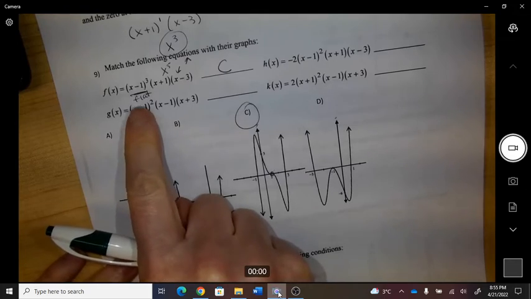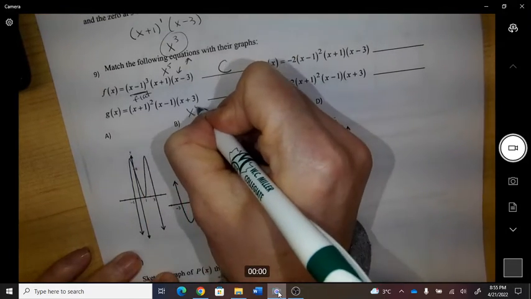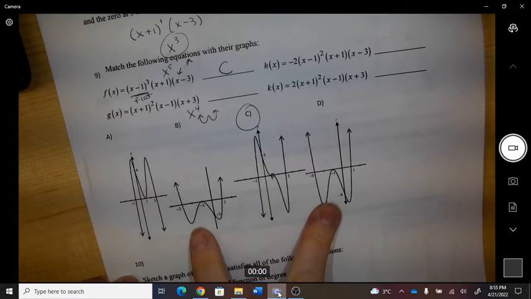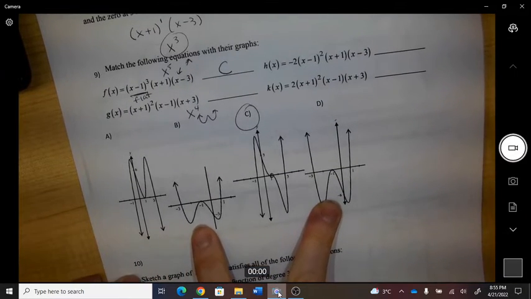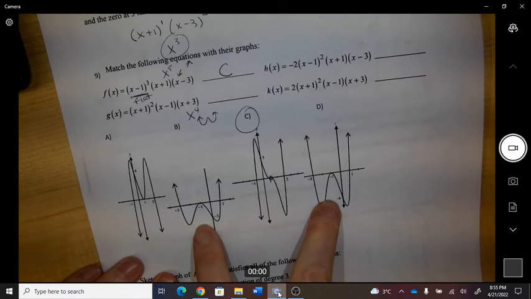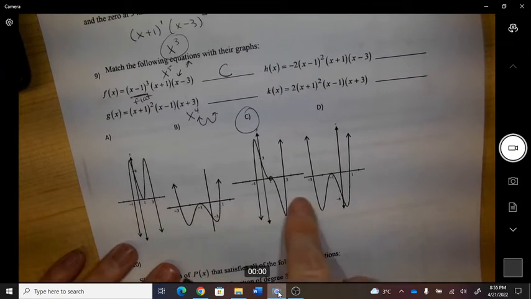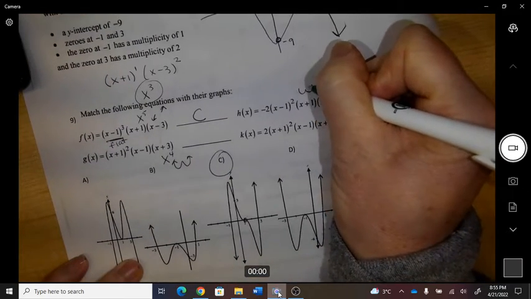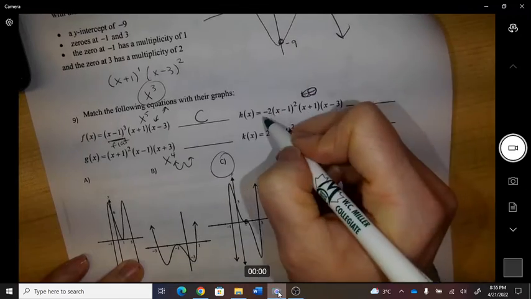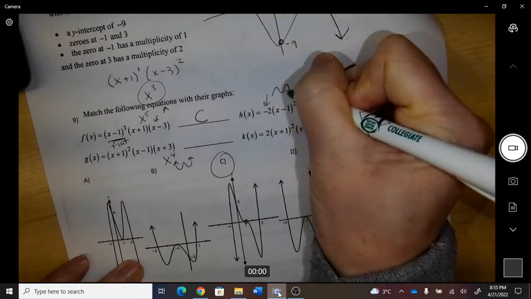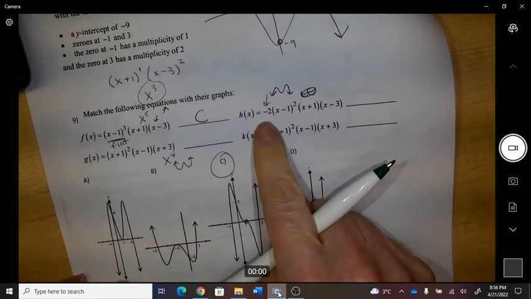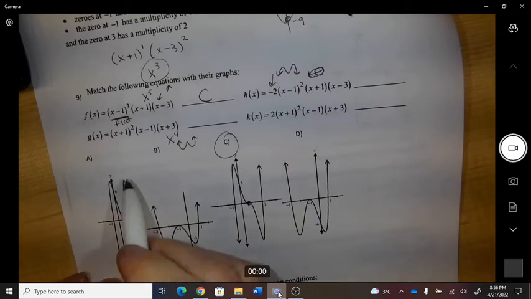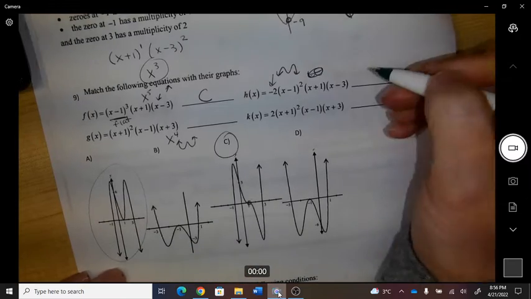What do I know about this? 2, 3, 4. It's an x to the 4th, so it's going to be a W. So I have these two options. Let's see if there's 3 options. They're all W's, so let's see what the difference is here. This is also a W, but it opens down because of the -2. So that's only A.